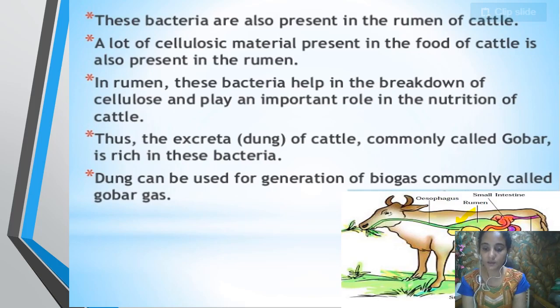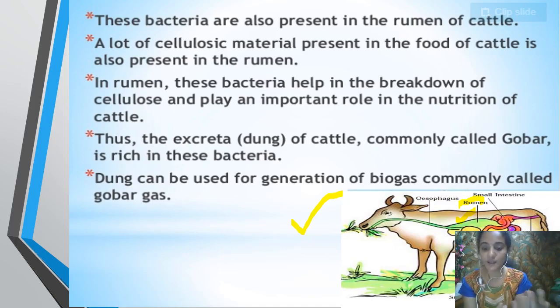And what is this bacteria doing? This bacteria is helping in the digestion of the cellulosic content, because we know that cattle eat mainly grasses. What is the plant cell wall made up of? We have studied in the smaller classes that the cell wall is made up of cellulose, and cattle eat mainly grasses, which contain a huge amount of cellulose. For digestion of the cellulose they need some bacteria, and that bacteria is the methanogen, present in the rumen. So the rumen of the cattle contains this methanogen bacteria.